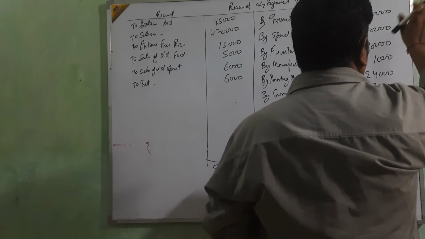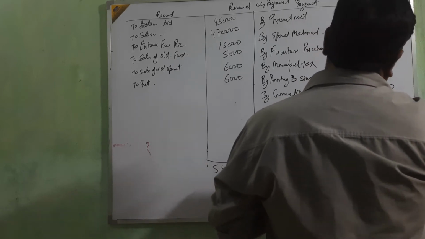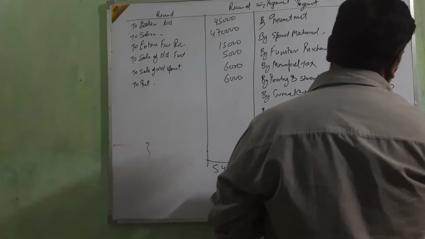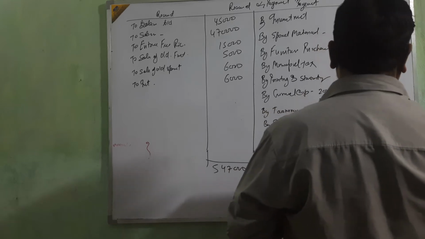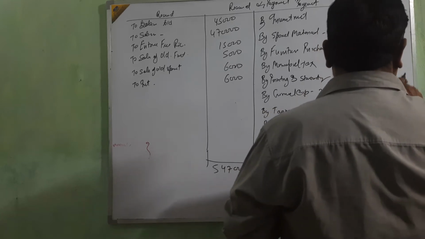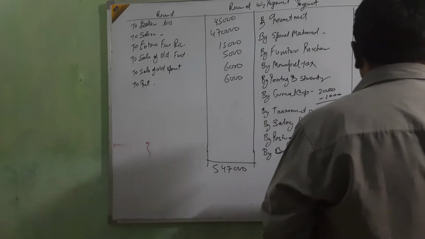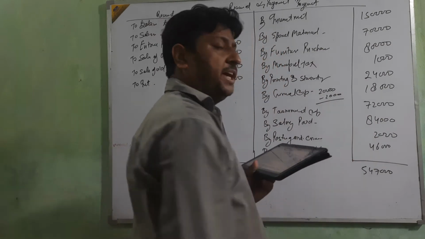On the payment side: 1,50,000, then 1,00,000, that is 3 lakh, 3,20,000, 3,30,000, 4 lakh, 4,80,000, 4,90,000, 5 lakh, 5,01,000. 5,01,000 less from 5,47,000 leaves only 46,000.